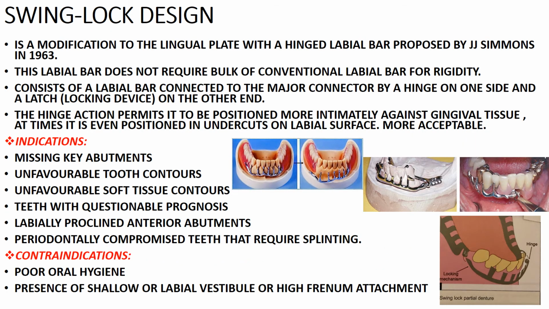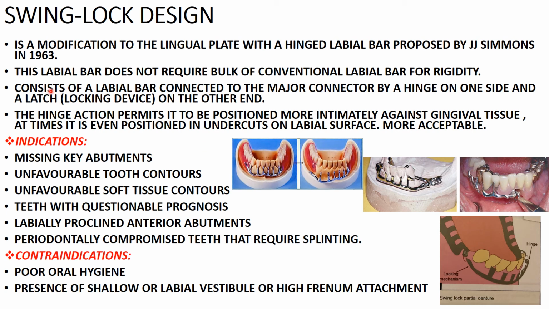The last one is the swing lock design. It is a modification of the lingual plate. It has a hinged labial bar and was proposed by J.J. Simon in 1963. It appears as a lingual plate, but it is placed labially. This labial bar does not require the bulk of a conventional labial bar for rigidity. How much bulk we require for the labial bar, we do not require for the swing lock.